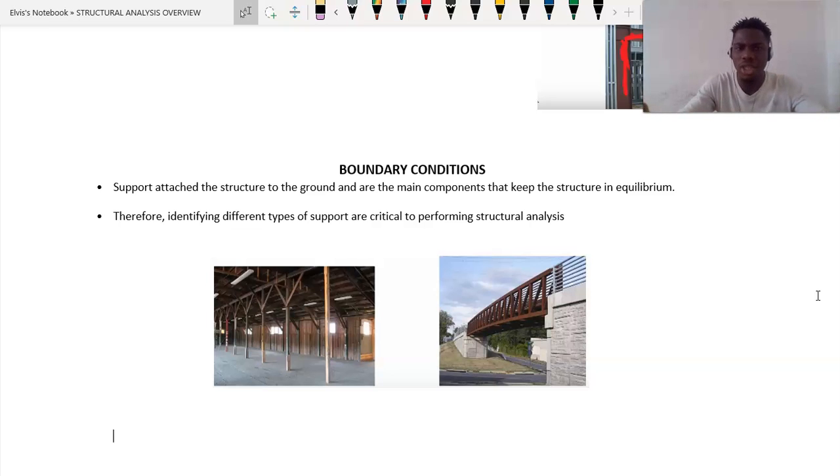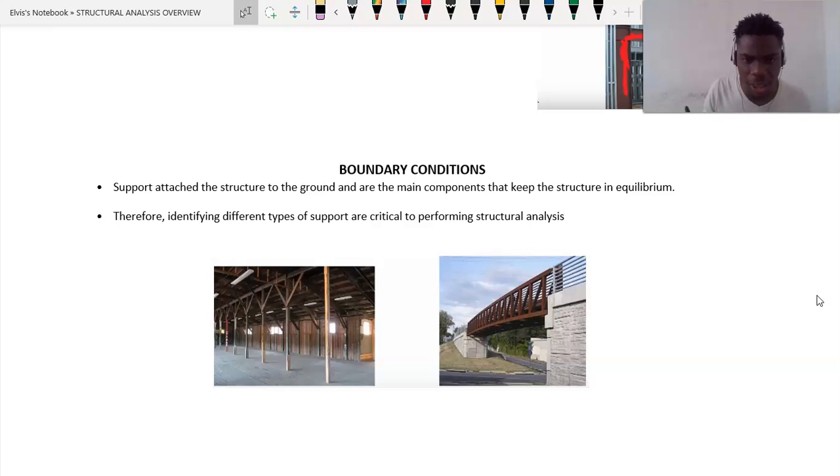Okay guys, because this structure needs to be in equilibrium, because we don't want our structure to run away from us. And how can we do that? We need to have support reaction on the structure. Okay, so this support reaction attaches the structure to the ground. Now guys, there are various types of support reaction. We have pin support, roller support, and fist support.